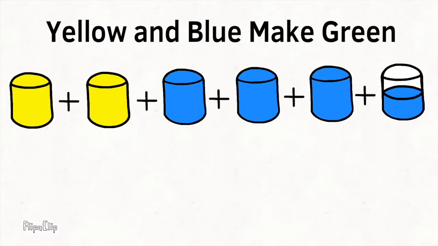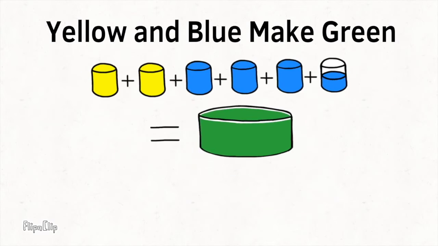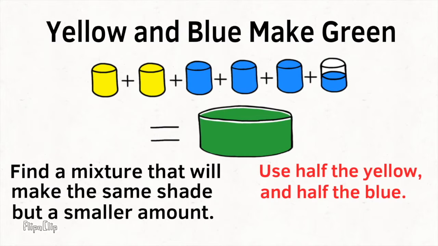Yellow and blue make green. In this case, mixing 2 cups of yellow paint and 3½ cups of blue paint make this shade of green. Find a mixture that will make the same shade of green, but a smaller amount. We could mix half the amount of yellow paint and half the amount of blue paint. That would give us the same shade of green, but a smaller amount.